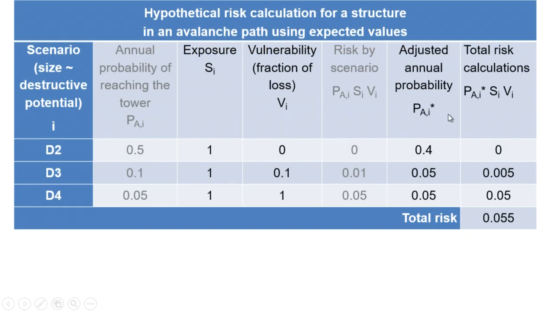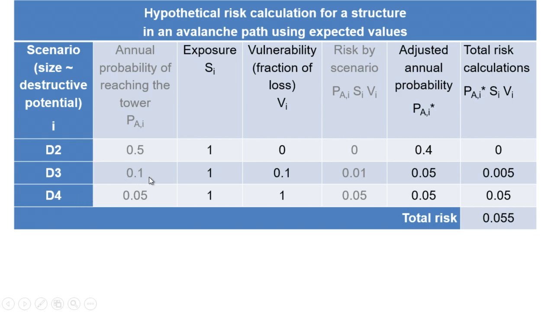Now to calculate the total risk, we need to adjust the annual probabilities for the scenarios with less frequent avalanches. For the size D4 avalanches, we have an annual probability of 0.05. There are no less frequent avalanches, so after adjustment, that is still 0.05. Now for the D3 avalanches, we do not want to include the risk due to the less frequent avalanches that occur but once every 20 years.